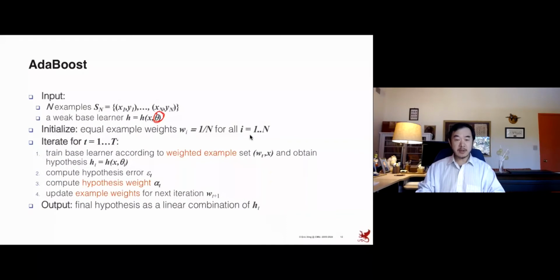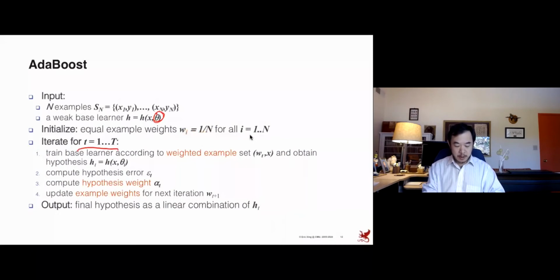And then you initialize your first iteration in the following way. You are going to assign every example just the 1/n weight, so that the weights sum to 1. Okay. And then in every iteration from 1 to T, you do the following.